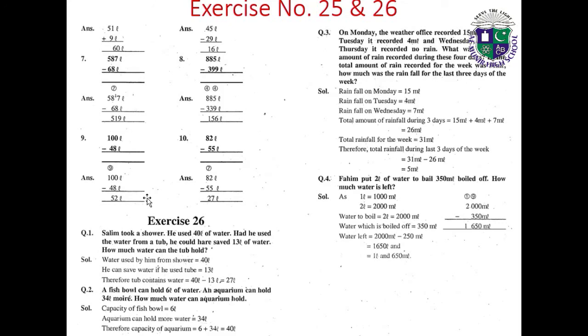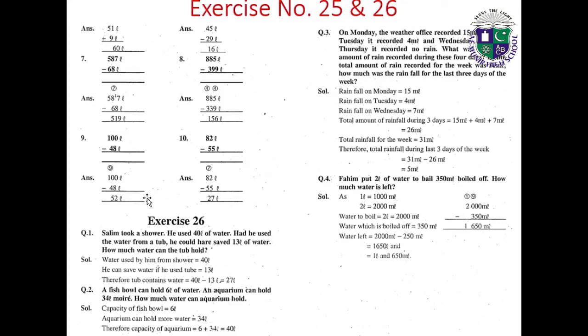Question number 3. On Monday, the weather office recorded 15 milliliter of rain. On Tuesday, it recorded 4 milliliter, and Wednesday 7 milliliter. On Thursday, it recorded no rain. What was the total amount of rain recorded during these 4 days? If the total amount of rain recorded for the week was 31 milliliter, how much rain fell in the last 3 days of the week?